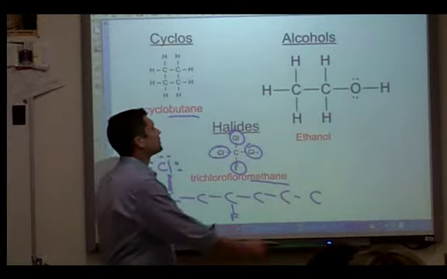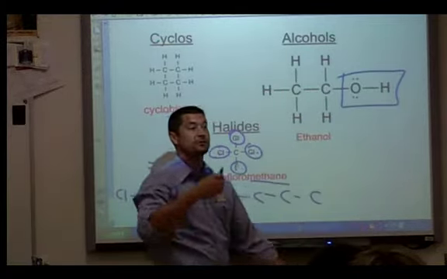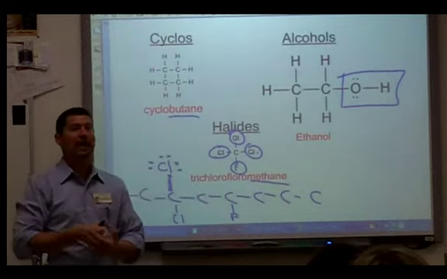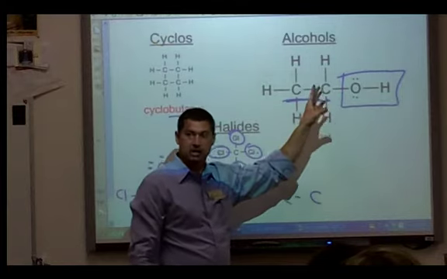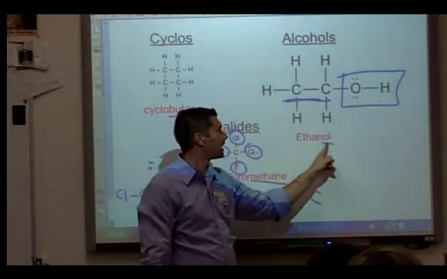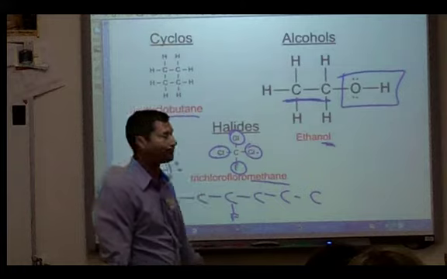Okay? What's this group right here? That's hydroxide. Anytime you have hydroxide, it's called a what? Alcohol. Okay? This is ethane right here. Once you attach an alcohol to it, it's now going to be called ethanol.